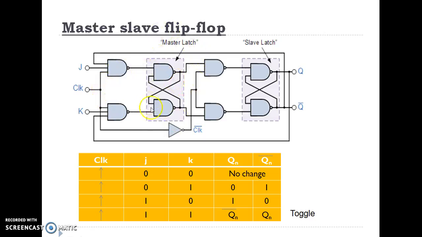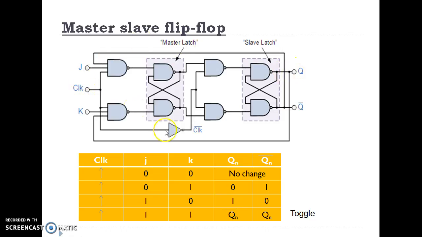Now we can see this one acts as the master and this one acts as the slave. The slave simply follows the master. When the clock is high, only this part will be active. That means the output of this one changes in accordance with the input. Whereas this part will be inactive during that time, because when the clock here is high, the clock here will be low. So there will not be any change in its output.